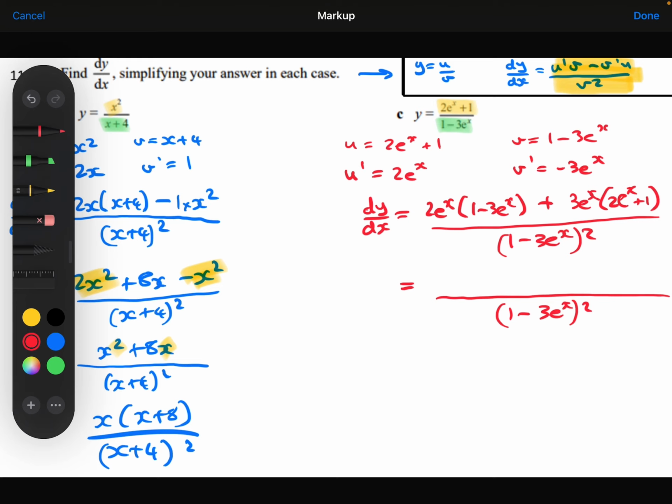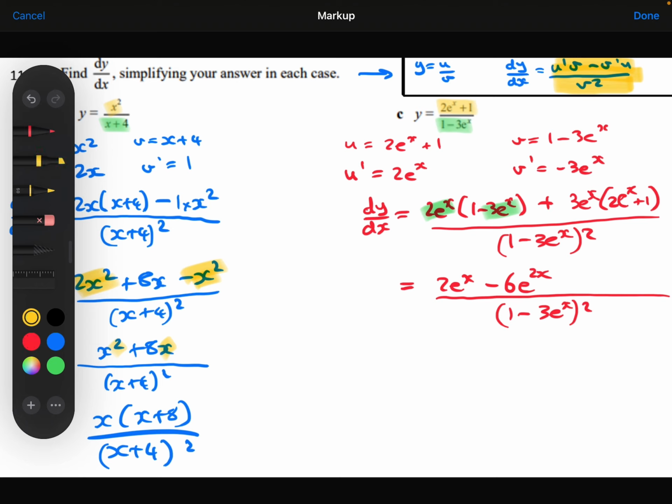So expanding the numerator out then, I've got the 2e to the power x times 1, which is just 2e to the power x. I've then got the 2e to the power x times the minus 3e to the power x. So that's going to give minus 6e to the power 2x. The 2 times the minus 3 gives the minus 6, and the e to the power x times e to the power x, you add the powers and you get e to the power 2x.